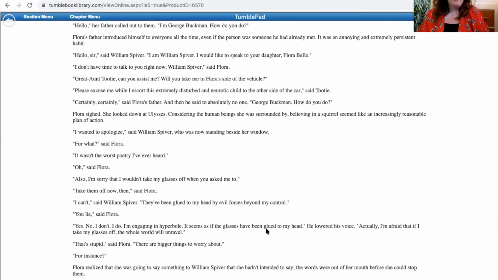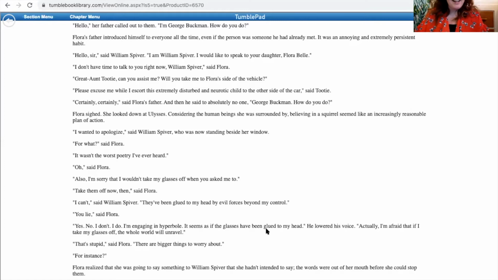"Hello, sir," said William Sayville. "I am William Sayville. I would like to speak to your daughter, Flora Belle." "I don't have time to talk to you right now, William Sayville," said Flora. "Great Aunt Tootie, can you assist me? Will you take me to Flora's side of the vehicle?" "Please excuse me while I escort this extremely disturbed and neurotic child to the other side of the car," said Tootie. "Certainly, certainly," said Flora's father, and then he said to absolutely no one, "George Buckman, how do you do?"